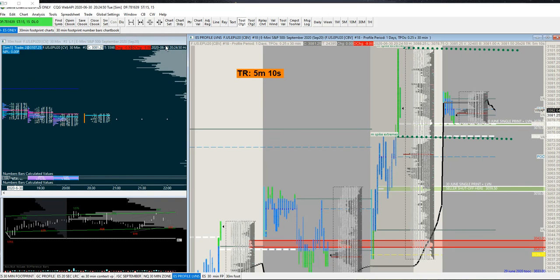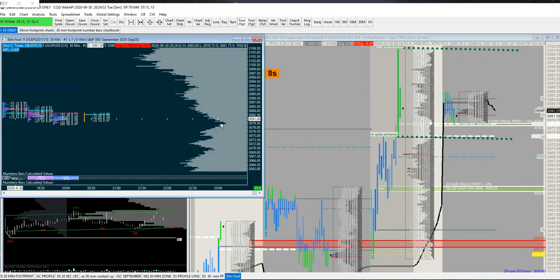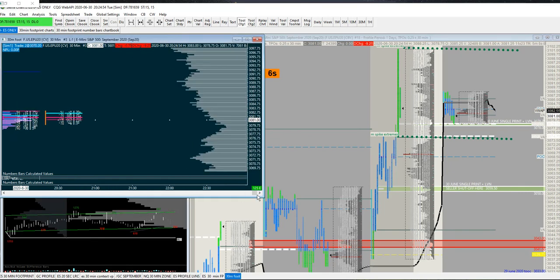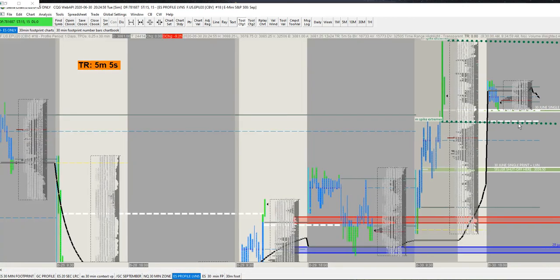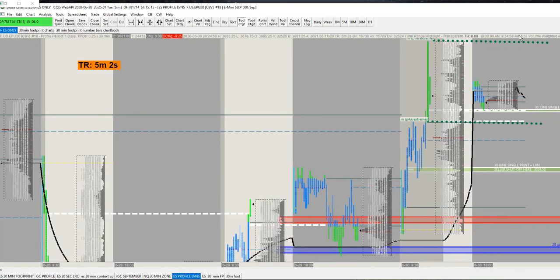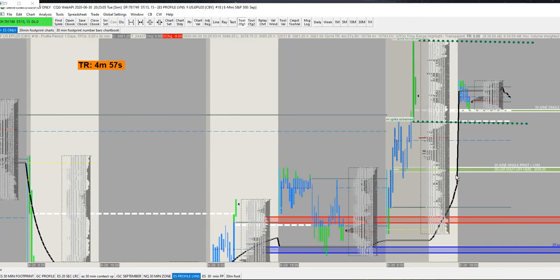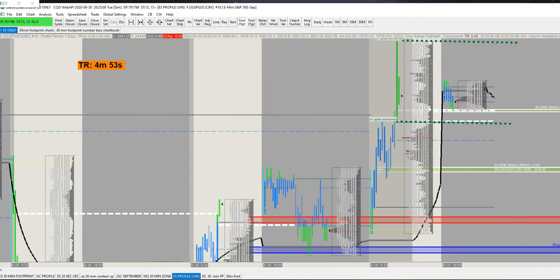So I'm going to demonstrate what I look at on the market profile here, mostly on ES today, because a lot of you guys are looking at the ES, and I think this analysis could be a bit easier with ES here with the levels.